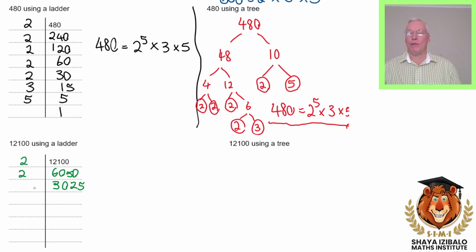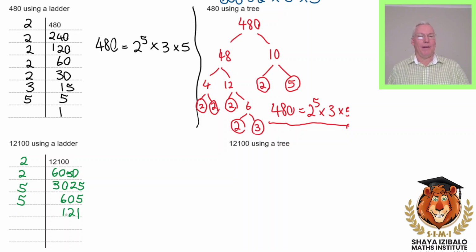We could test whether 3 divides in. Remember, if these digits add up to a multiple of 3, and 3, 5, 10, no, they don't. So 3 doesn't, but 5 definitely does because it ends in 5. Now we're going to divide 5 into here. 5 goes into 3025 605 times, and now 5 will divide in again, and it in fact divides into 605 121 times.